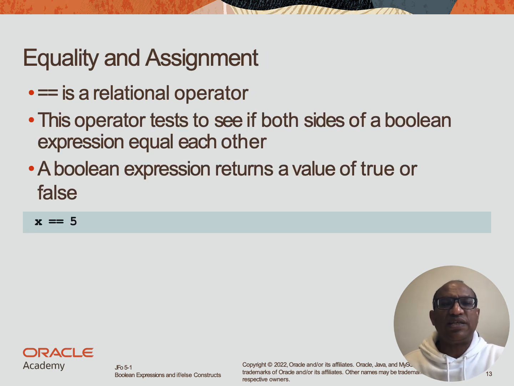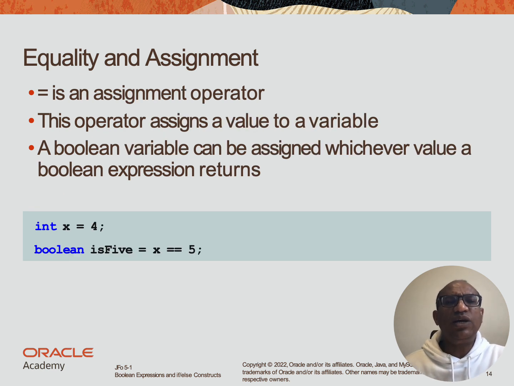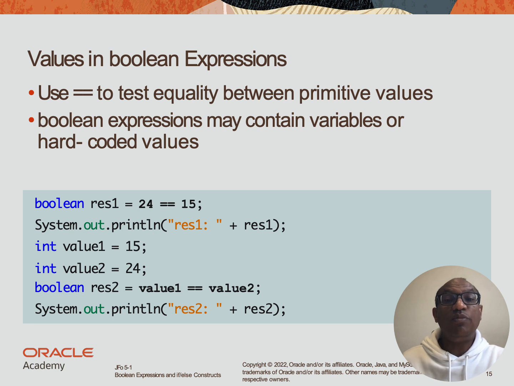The double equal sign operator is used to check equality. It returns true if both sides are equal, false otherwise. The single equal operator assigns values. When used with a Boolean expression, the result of that expression can be stored. You can compare literal values or variables using double equal sign. In both cases, the result is a Boolean, either true or false.